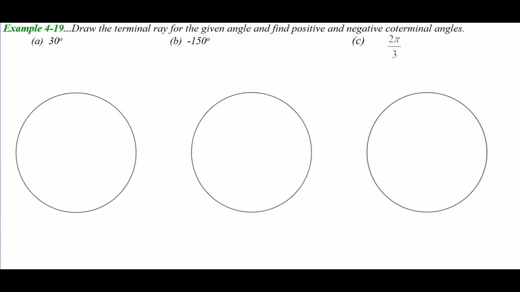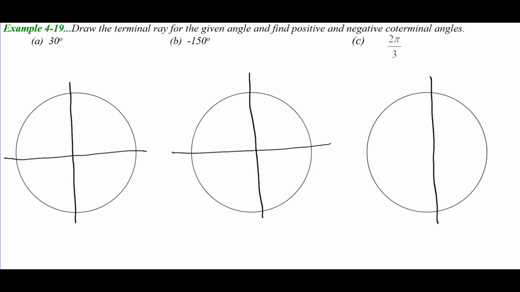Okay, so if we look at some examples here, we need to draw the ray for the given angle and then find a positive and negative coterminal angle. So remember, when you're drawing your angle, I would go ahead and put your axes in, because always we're talking about doing the rotation from that starting position. So this first one's 30 degrees. It doesn't have to be perfect, but you just need to be in the right quadrant and approximately in the right spot. So hopefully you know 45 degrees is in the middle of the first quadrant. So here I'm just going to say this is 30 degrees, so that's my terminal ray.